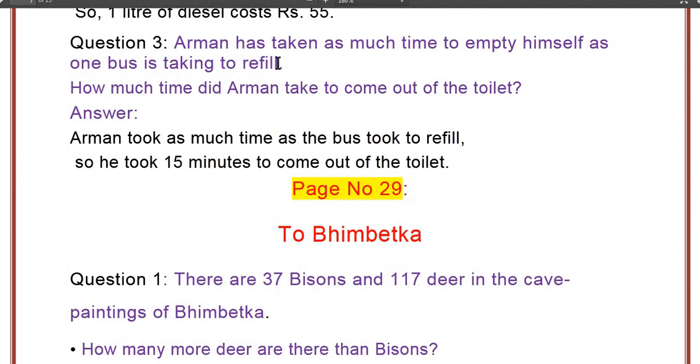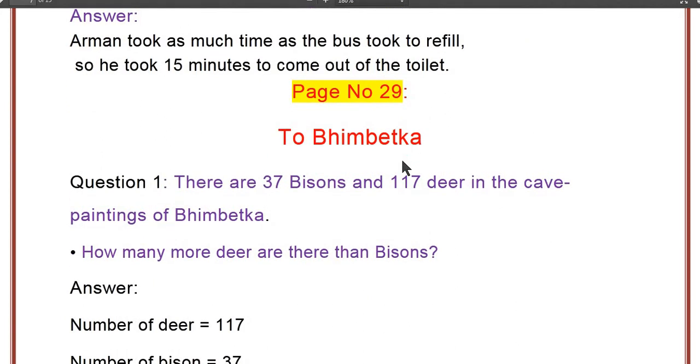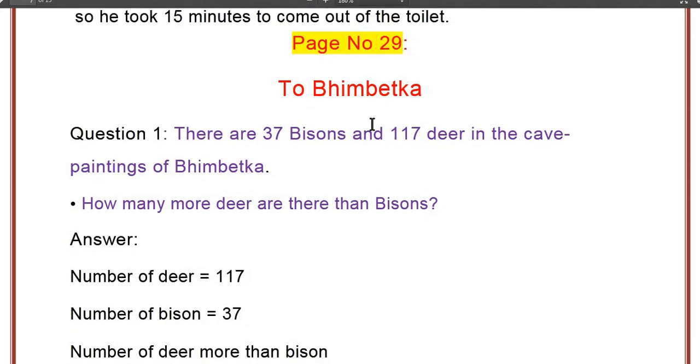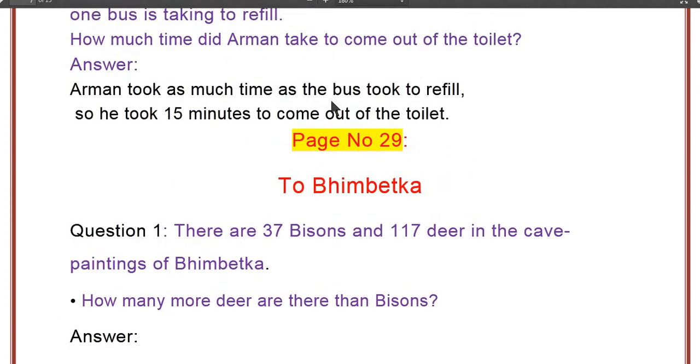Now question number 3. Arman has taken as much time to empty himself as one bus is taking to refill. How much time did Arman take to come out of the toilet? Arman took as much time as the bus takes to refill. So he took 15 minutes to come out of the toilet. Because we know that one bus refilling the diesel takes 15 minutes, so Arman coming out of the toilet is also 15 minutes.